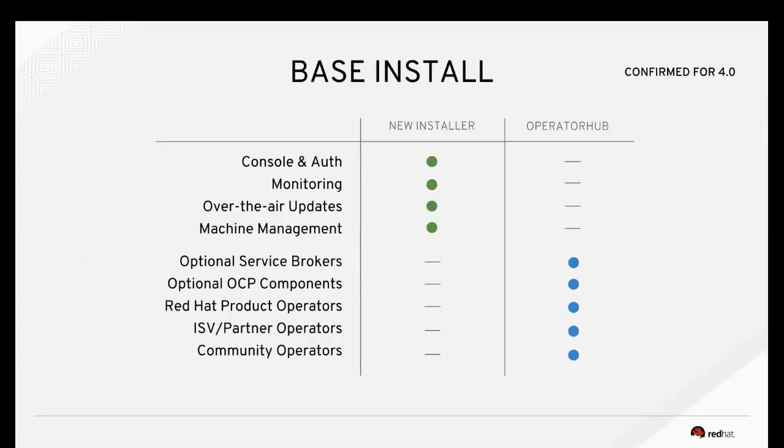But what's new is the service work stuff is going to be optional. So if you want to use that, you just enable it via Operator Hub. If you want to use other OpenShift components, you can enable that via Operator Hub. Other Red Hat products, ISV partner operators, community operators, there'll be a full catalog of items that you guys can add and customize your platform with.